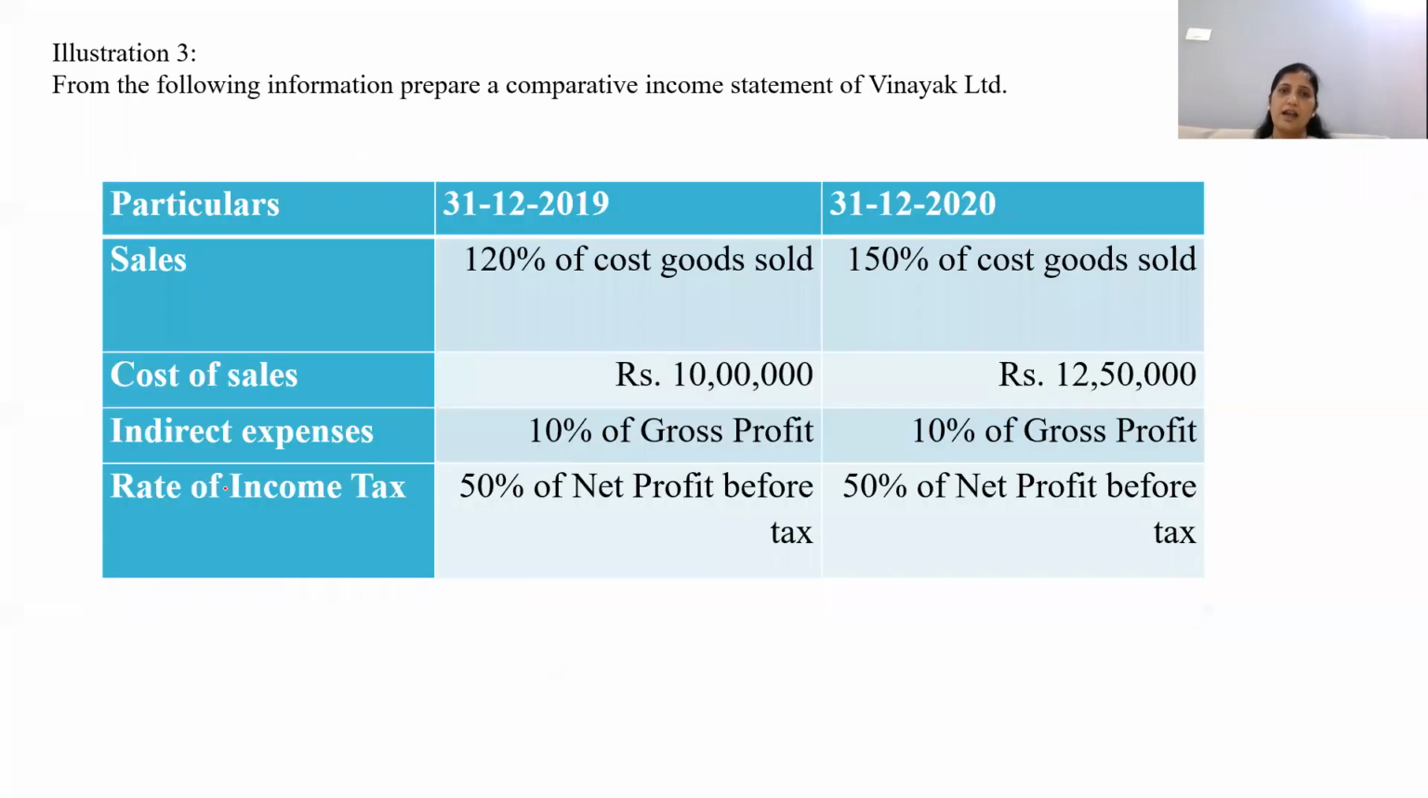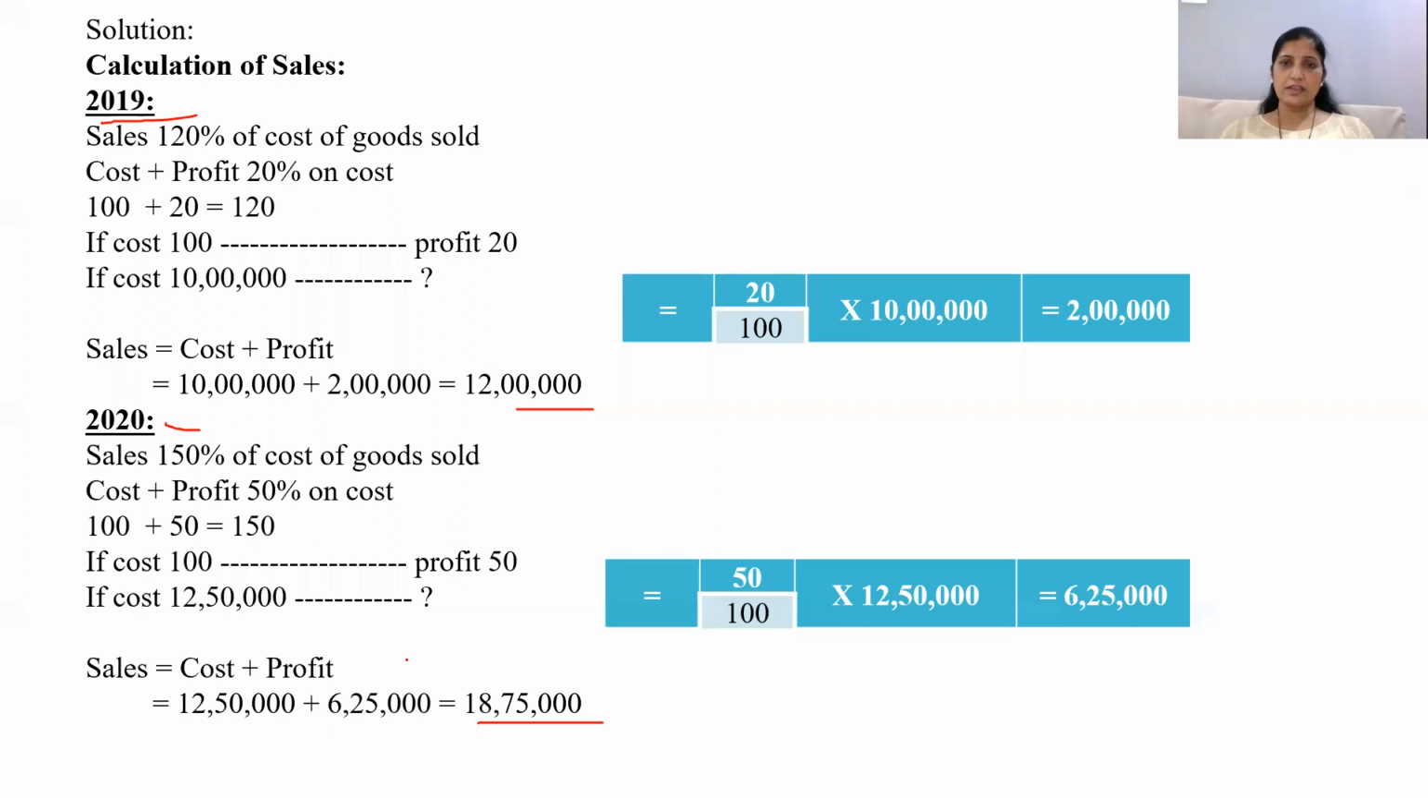Considering this and taking all these values, that is cost of sales, indirect expenses, rate of income tax, you have to rearrange all these figures into a comparative income statement. Okay, try this problem. This is the calculation. This is for your reference. I'll be posting this PPT also. Check it and do this problem.